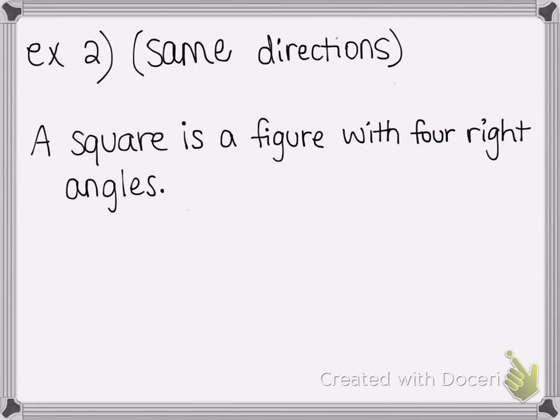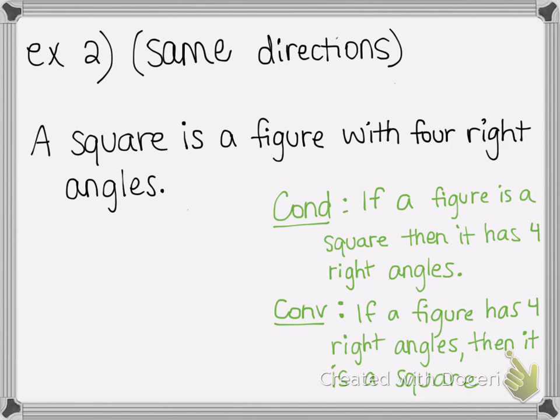Example 2, pause, your turn. Okay, so you should have paused the video and done example 2. A square is a figure with 4 right sides. What? No. A square is a figure with 4 right angles. So again, you need to figure out if it's reversible. To figure out if it's reversible, conditional has to be true and converse has to be true. Okay, so I wrote the conditional and converse. Again, you don't have to do this on paper. You can do it in your head, but sometimes I have to see it to really understand it.